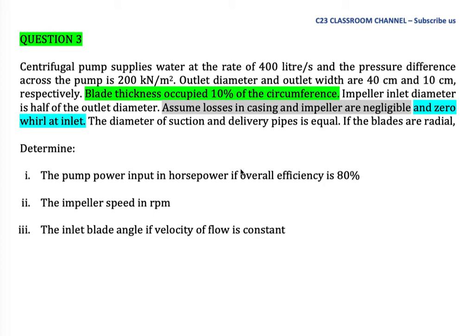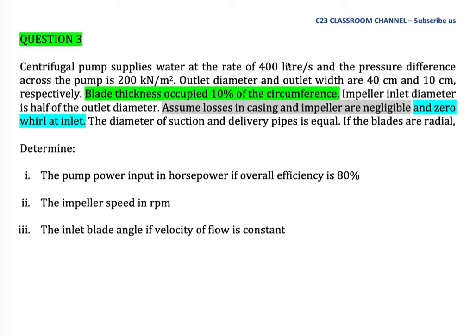Impeller inlet diameter is half of the outlet diameter. Assume losses in casing and impeller are negligible and zero whirl at inlet. The diameter of suction and delivery pipes is equal. If the blades are radial, determine the pump power input in horsepower if overall efficiency is 80%, the impeller speed in RPM, and the inlet blade angle if velocity of flow is constant.